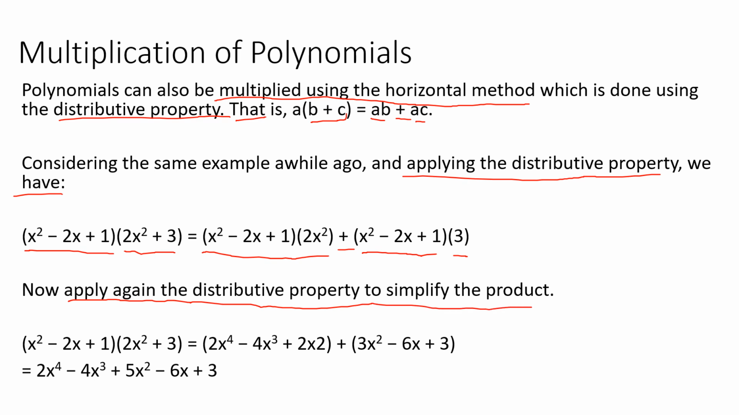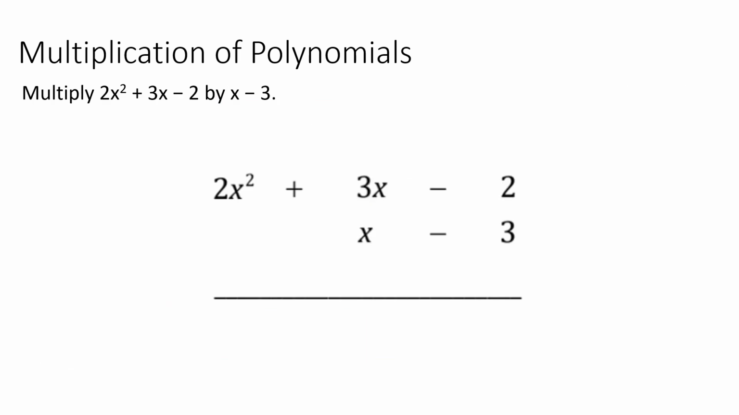So we have 2x squared times x squared is 2x raised to 4. 2x squared times negative 2x is negative 4x cubed. 2x squared times 1 is 2x squared. And then for the next one, we have 3 times x squared is 3x squared. 3 times negative 2x is negative 6x. 3 times 1 is 3. Therefore, we have 2x raised to 4 minus 4x cubed plus 5x squared minus 6x plus 3. So that is how we multiply using the horizontal method.